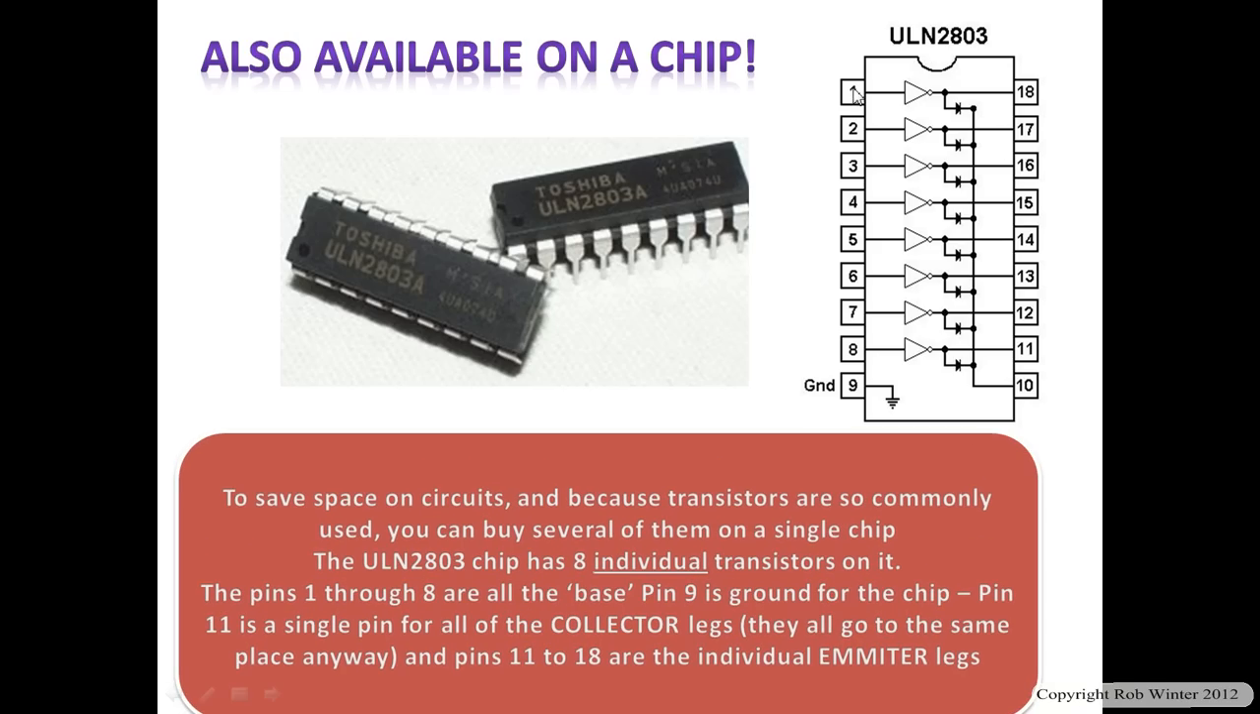Pins 1 to 8 are the bases. You've got 8 transistors on one chip here. These are each of your 8 base legs. Pin 9 is ground. You don't really need to know why that's there, just it's useful to keep the circuit tied down to 0 when it's not being used. And pin 10, if you look at this, it connects to every single transistor with one wire. Okay, that is all the collectors wired together, and therefore pins 11, 12, 13 all the way to 18 are the individual emitters for each of the transistors.